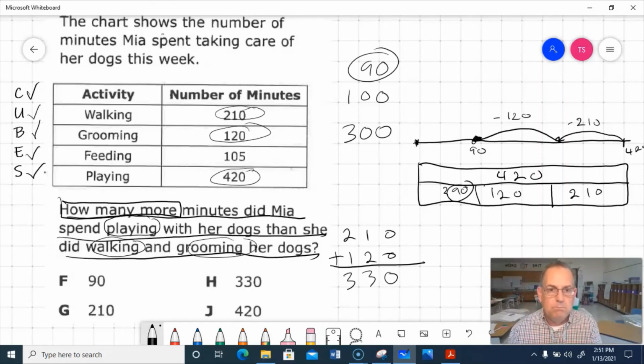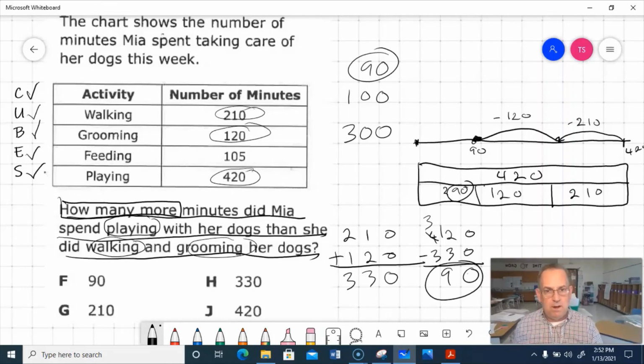What would I do next? Yeah, that's right. I would take my 420, which is how much time she spent playing with her dog, and subtract the 330. And that would tell me how much more time. So what is 420 minus 330? Yep, well, let's check it out real quick. 0 minus 0 is 0. 3 from 2, I cannot take 3 from 2, so I have to regroup. I'll take one of my hundreds and move that to the tens place. And that gives me 12 tens or 120. And 3 from 12, or 30 from 120, is 90.